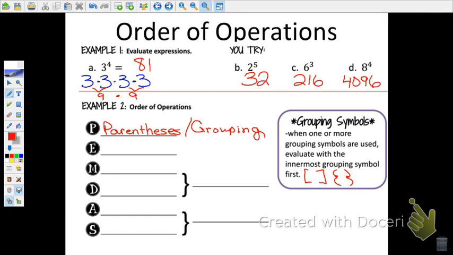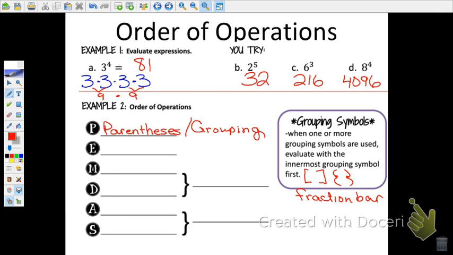One other symbol that we need to remember is considered a grouping symbol. And that is the fraction bar. So when we have multiple things going on, a fraction bar is considered a grouping symbol. Okay? So we want to simplify the numerator if possible, simplify the denominator if possible, before we do that division of the fraction bar.